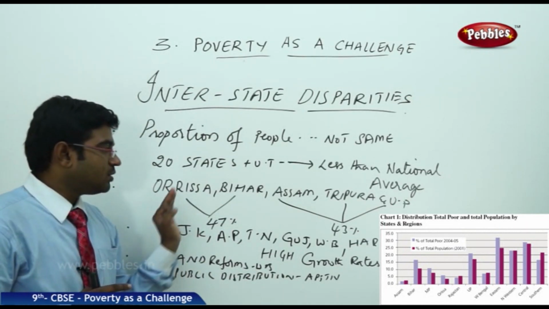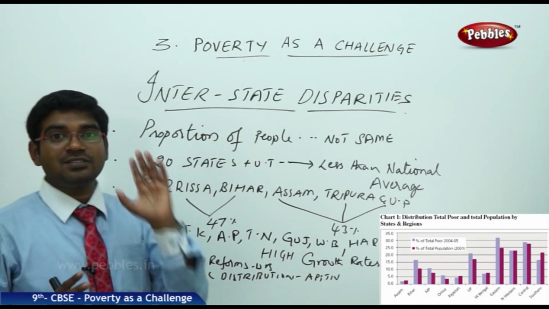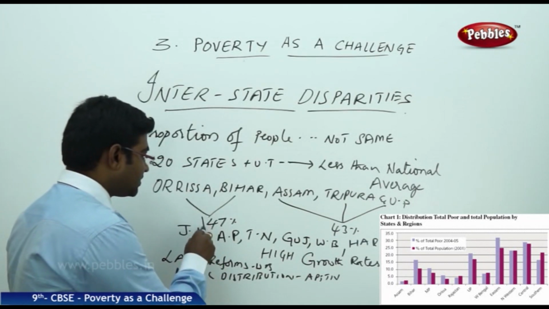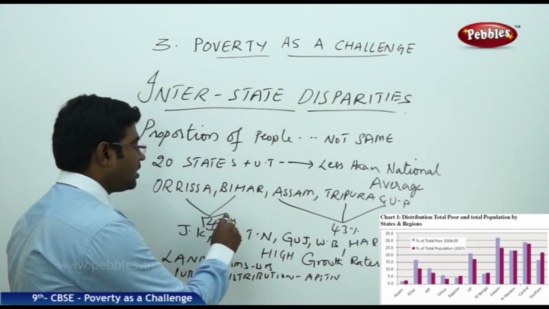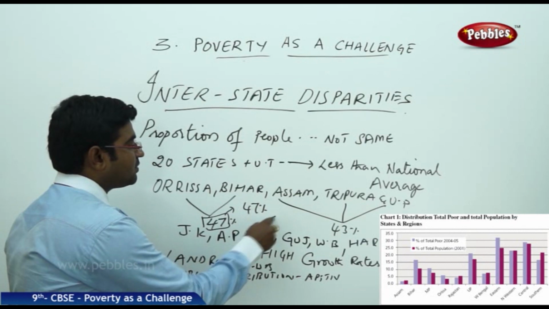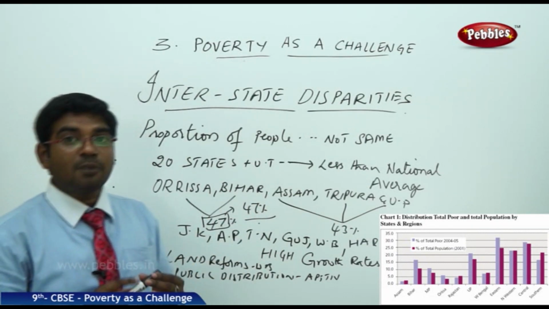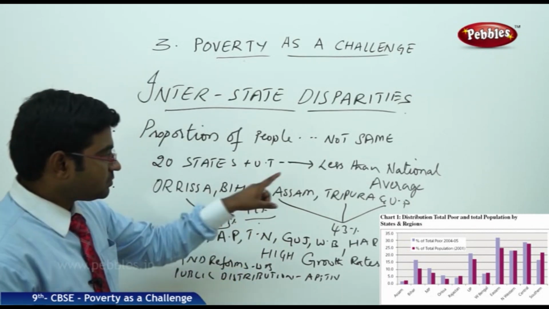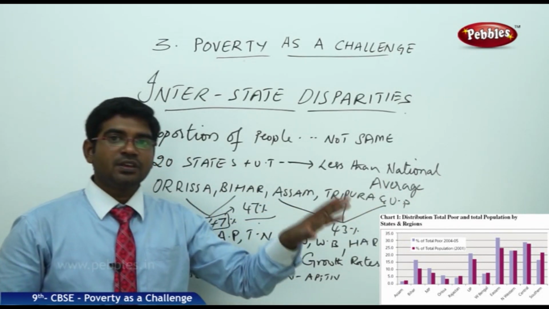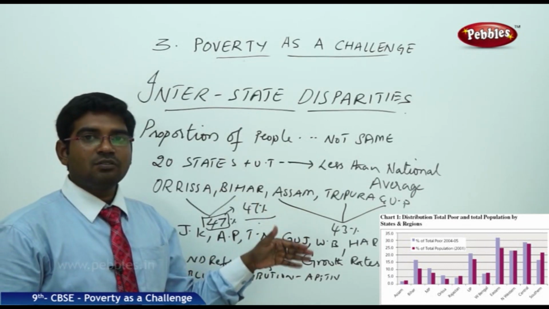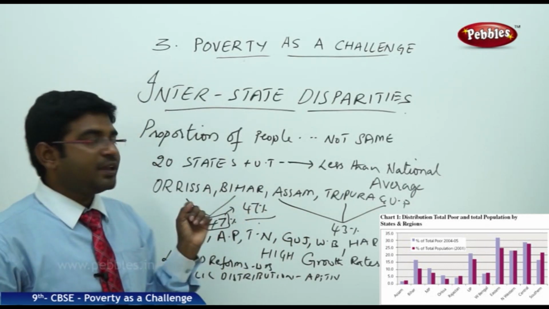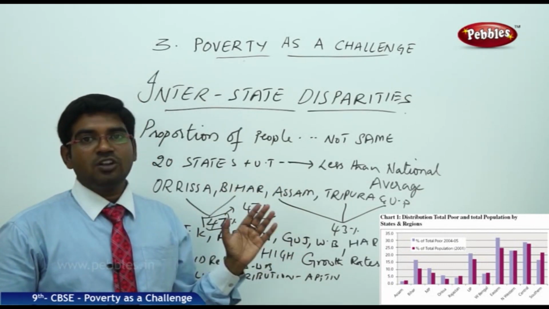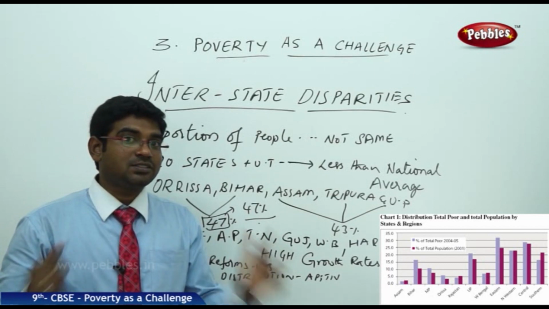In states like Orissa and Bihar, we have the highest number of people under the poverty line, that is 47%, which is nearly 50% of the population. Assam, Tripura and Uttar Pradesh are slightly better when compared to Orissa and Bihar. It is only 43%, but even that is not good. The national average is only 26%.